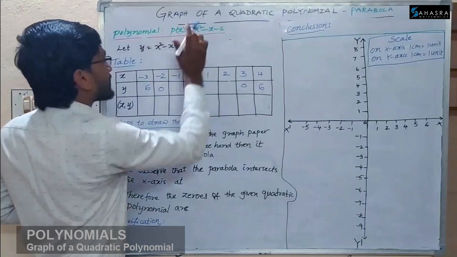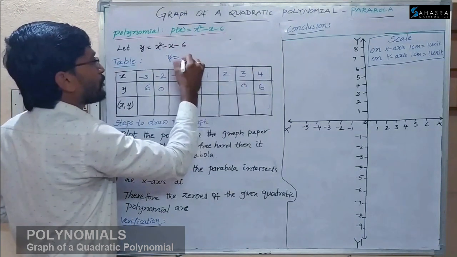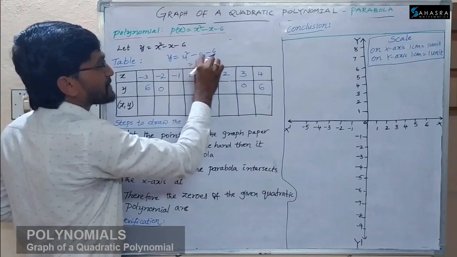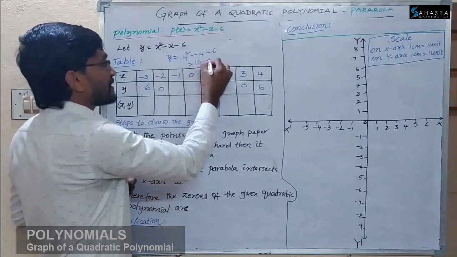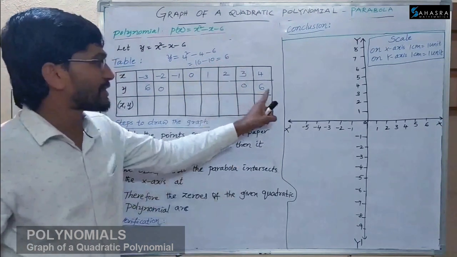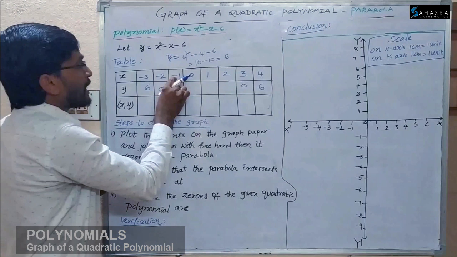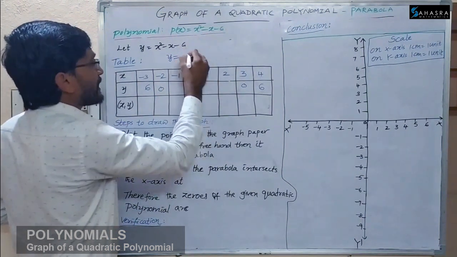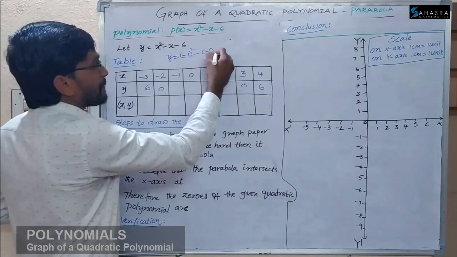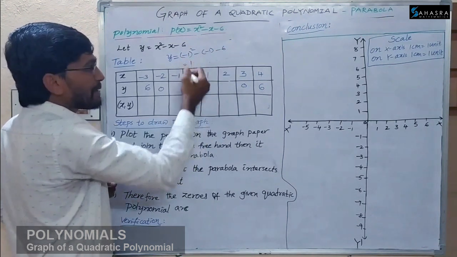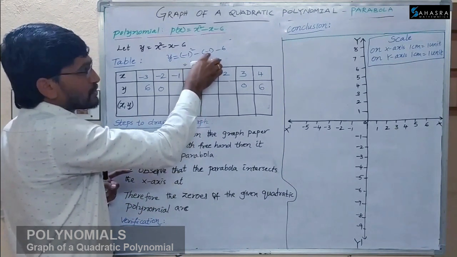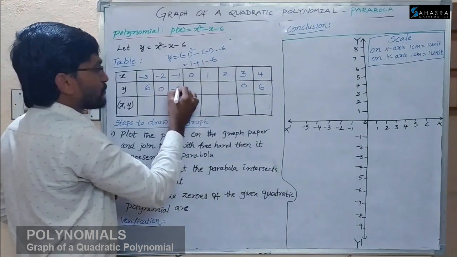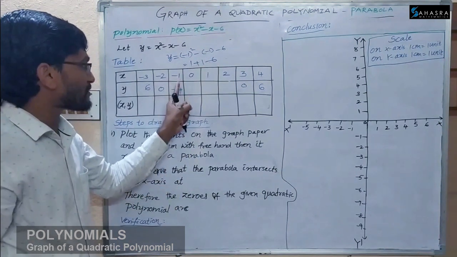Remaining we can write directly. y is equal to 4 square minus 4 minus 6. 4 square means 16, minus 4 minus 6 is minus 10. 16 minus 10 is 6. Directly we get 6. Now calculate the y value at x equal to minus 1. Minus 1 whole square minus of minus 1 minus 6. Minus 1 whole square is plus 1, minus into minus is plus 1, so 1 plus 1 is 2, 2 minus 6 is minus 4. The value of y at x equal to minus 1 is minus 4.